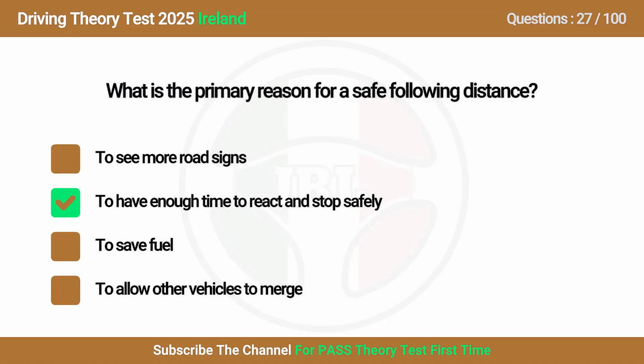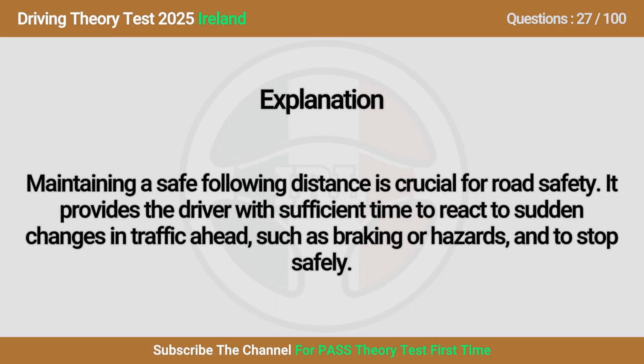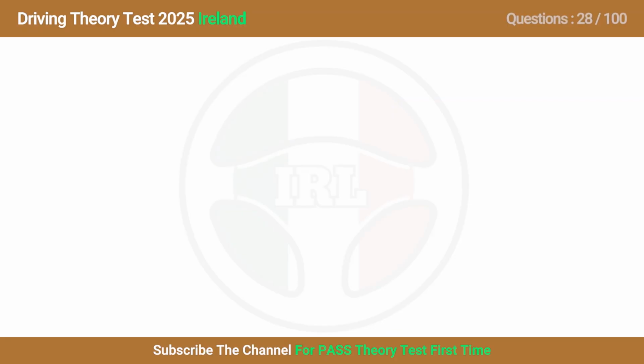Answer is B. To have enough time to react and stop safely. Maintaining a safe following distance is crucial for road safety. It provides the driver with sufficient time to react to sudden changes in traffic ahead, such as braking or hazards, and to stop safely.